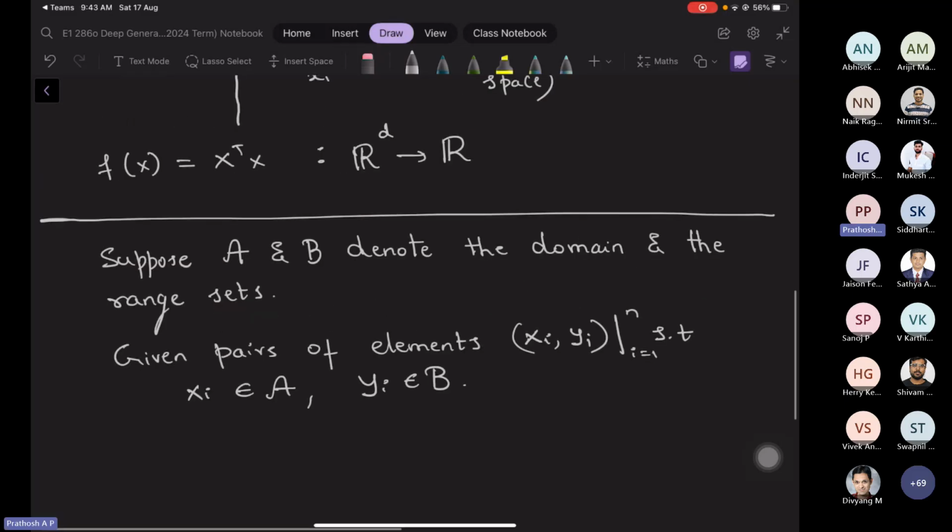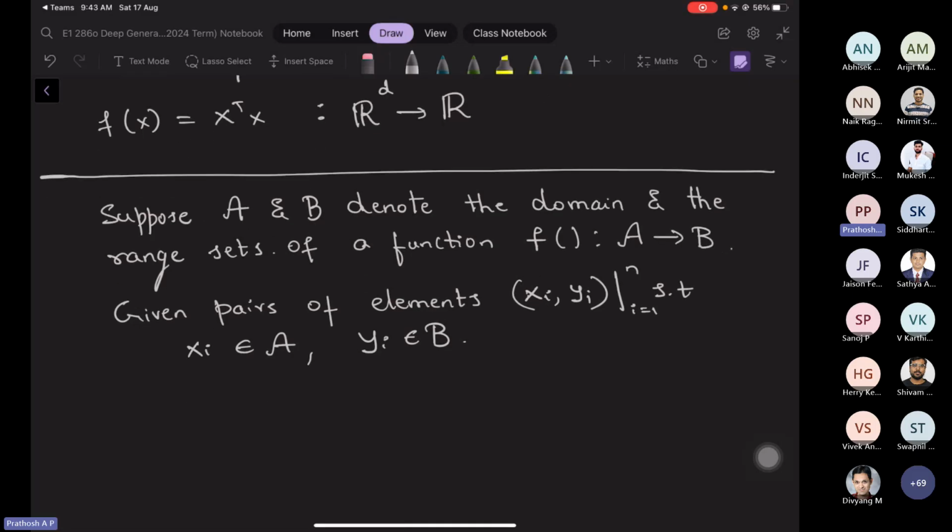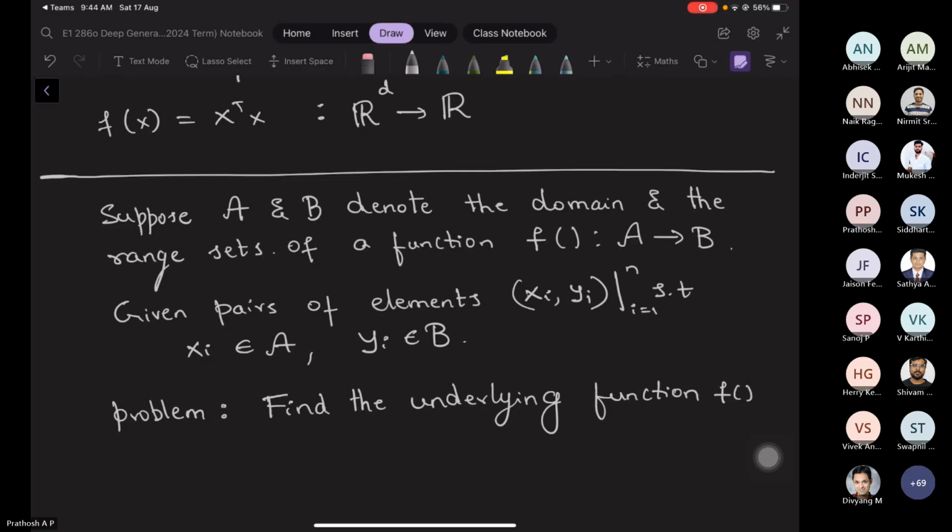So suppose A and B denote the domain and range sets of a function f that takes an element from A and maps it to elements in B. Given pairs of elements xi, yi, such that xi is in A and yi is in B, the problem is to find the underlying function f.